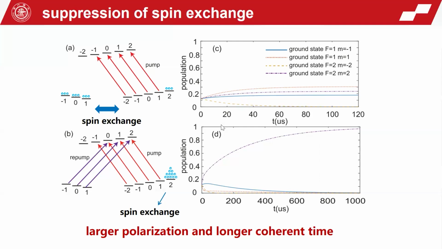But this is usually observed in cells with buffer gas, because the buffer gas will add pressure broadening, and a single light will interact with both hyperfine levels. But in our cell, we have no buffer gas, and then we will need a repump beam. So with both pump and repump beams, atoms are polarized to the F equals F, MF equals F stretched state. Then the spin exchange between atoms at the same level will not induce a mechanism of dephasing. So this can suppress the spin exchange.